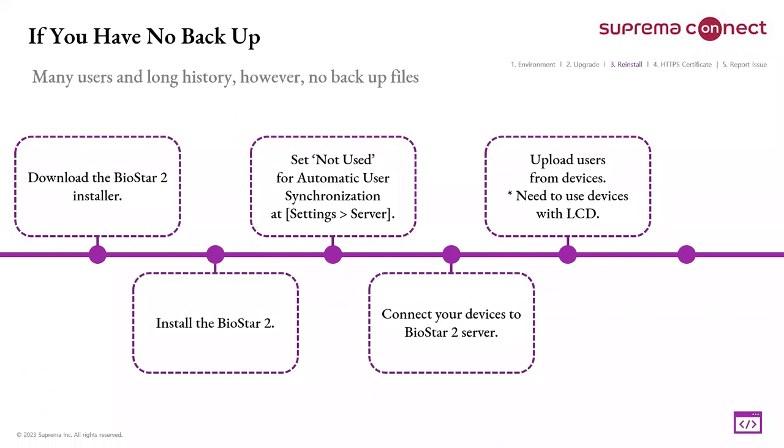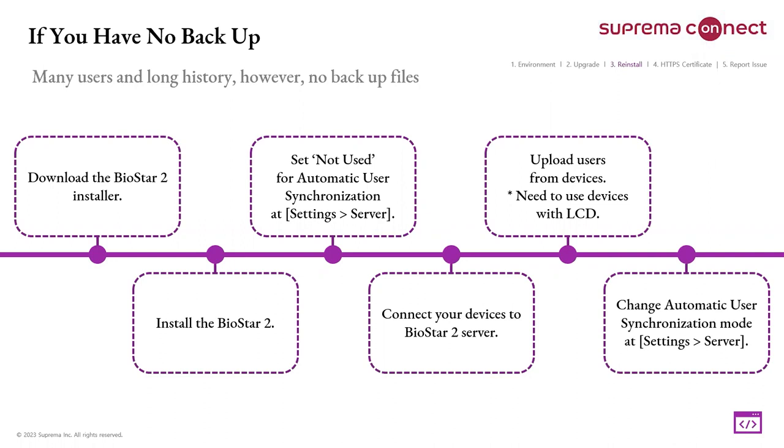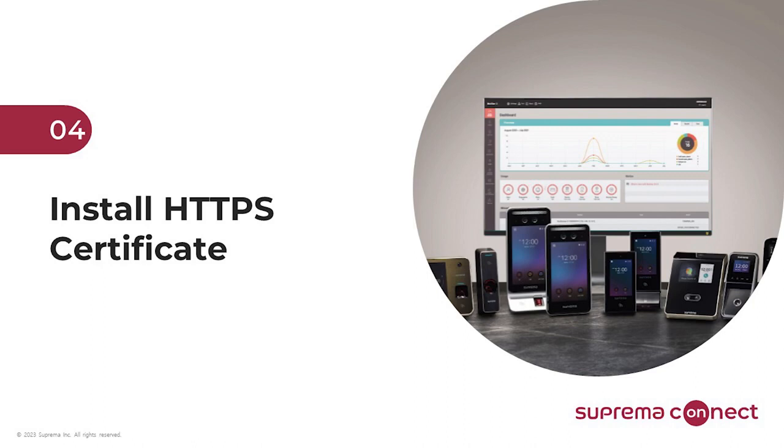The reason for choosing a device with an LCD is that users' name information is only stored on the devices with an LCD. Unfortunately, if only RF devices without LCD were installed at the customer sites, the user's name could not be recovered. Once the user upload from the device is complete, please go to Settings, Server, and change the user sync mode to whatever you want. You can watch the next part with a little more ease.